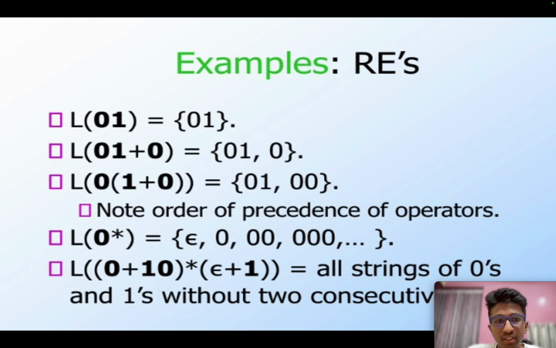Examples of regular expressions: L of 01 is nothing but 01. L of 01 plus 0 is one string 01 and another string 0. Then L of 0 (1 plus 0) is 01 plus 00. These are examples of regular expressions and how they can be used. All strings of zeros and ones without two consecutive ones can be described by a regular expression.